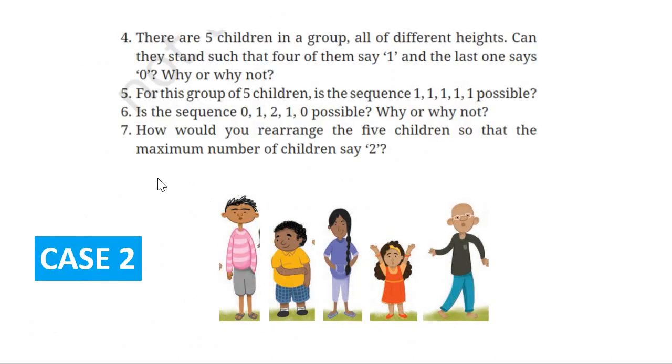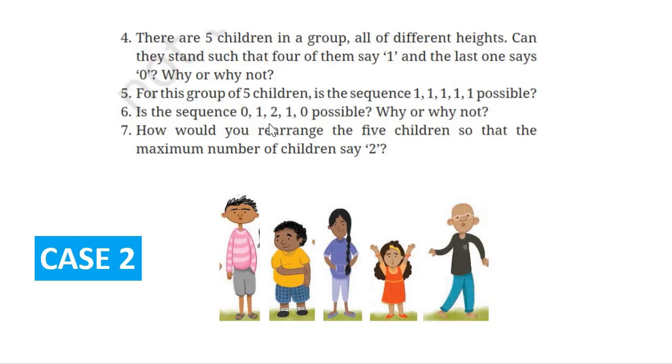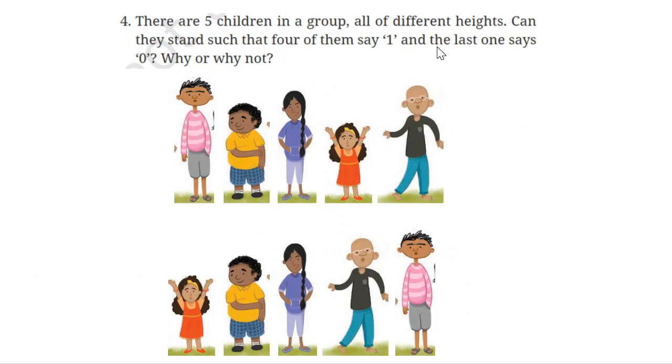Okay, next we will consider the second case, and there we have to consider 5 children, all of different heights. Previously we have considered, you see over here, 8 children. Now we are considering 5 children. Okay, so the first question is, can they stand such that 4 of them say 1 and the last one says 0? So this is the question. Is it possible? Well, of course it is possible.